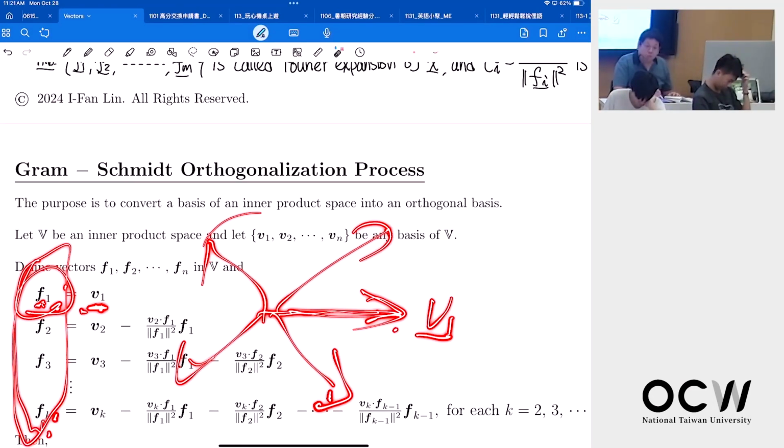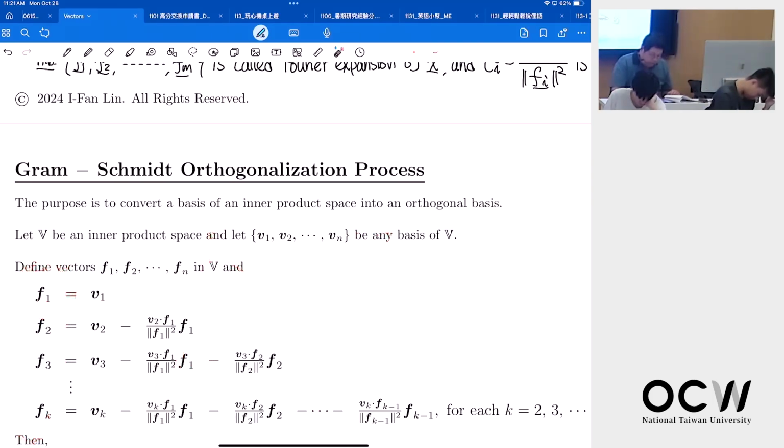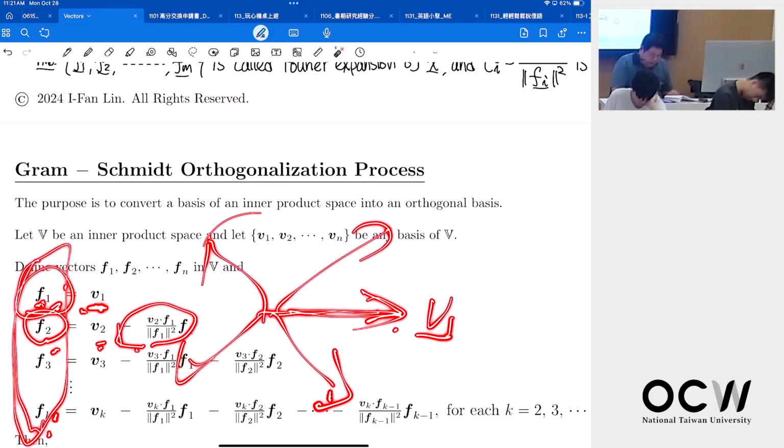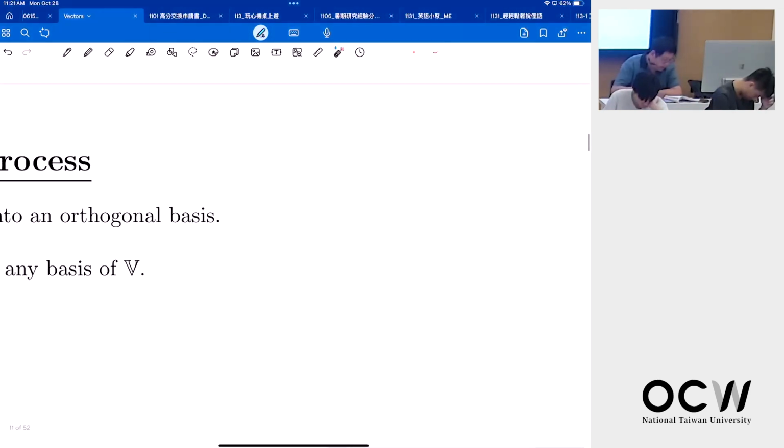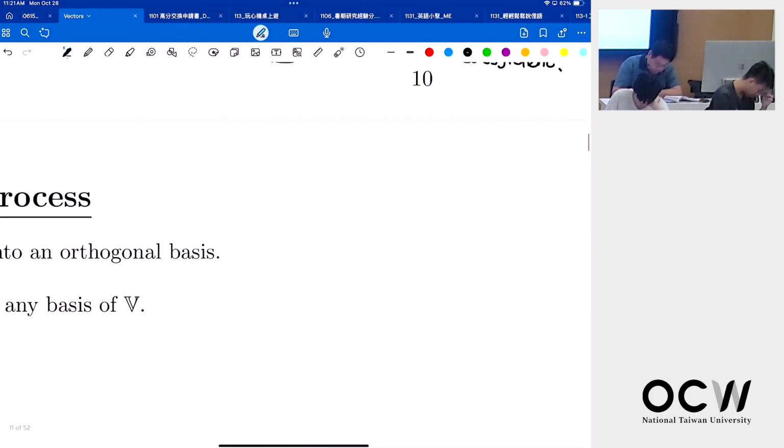How can I get V2? We need to delete the portion of V2 in the direction of F1. To get V3, I need to delete the portions in F1 and F2. Then the rest will be orthogonal to the vectors F1 and F2. So, for example, suppose I have V1 and V2. This is V1 and V2.